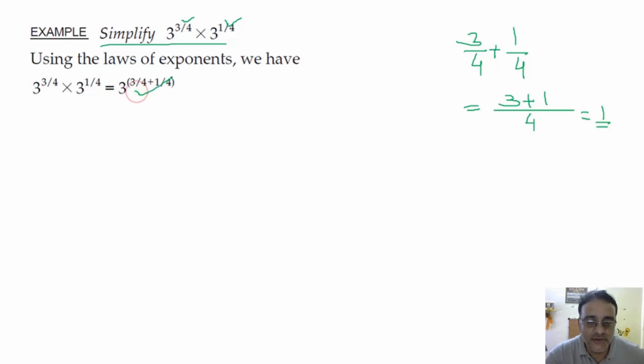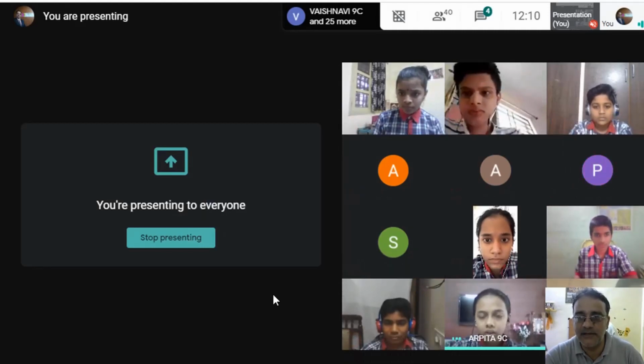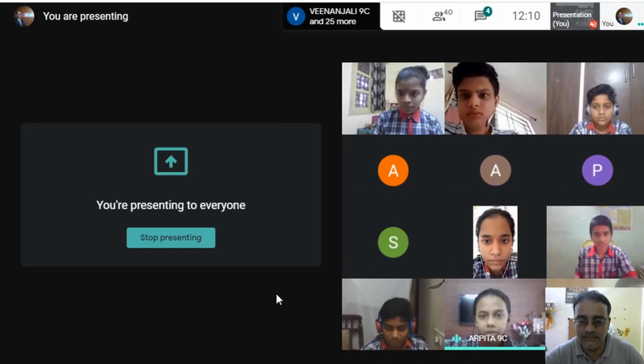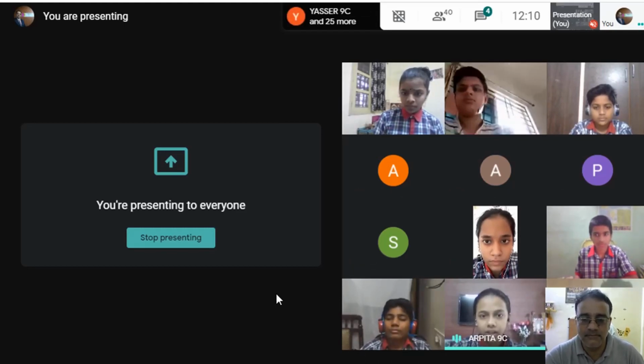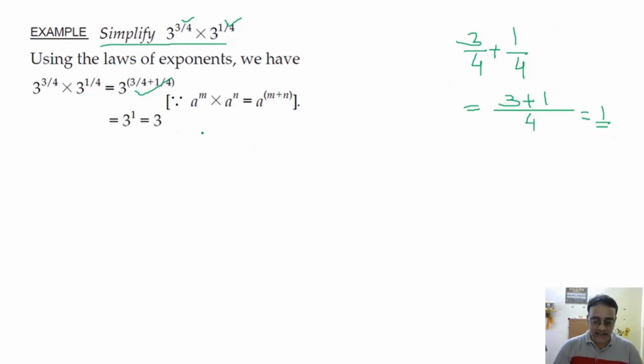And which law we have used for this one? Arpita. Sir, a to the power m into a to the power n. बाकी लोग म्यूट करो, सिर्फ अर्पिता से पूछा हूं मैं. हाँ Sir, a to the power m into a to the power n is equal to a to the power m plus n. Right, very good. Now mute your mic. So a to the power m into a to the power n is equals to a to the power m plus n. Now I just explained the sum of these two is 1. So 3 to the power 1 is equals to 3. Any doubt in this first example? No, sir. This is simple problem.